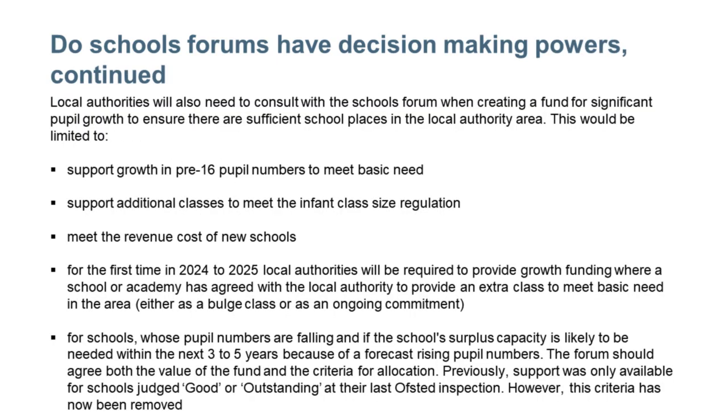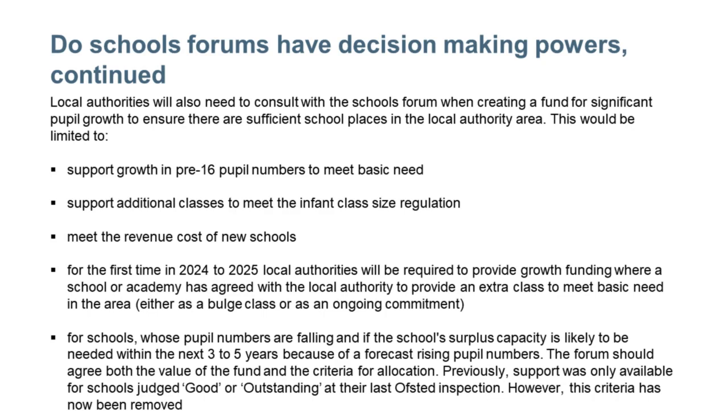Local authorities will also need to consult with the schools forum when creating a fund for significant pupil growth to ensure there are sufficient school places in the local authority area. This will be limited to support growth in pre-16 pupil numbers to meet basic need, support additional classes to meet the infant class size regulation, and to meet the revenue cost of new schools. And for the first time in 2024-2025, local authorities will be required to provide growth funding where a school or academy has agreed with the local authority to provide an extra class to meet basic need in the area, either as a bulge class or as an ongoing commitment.